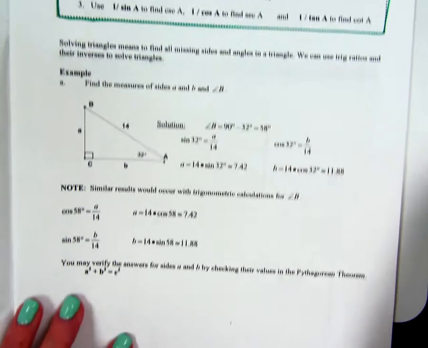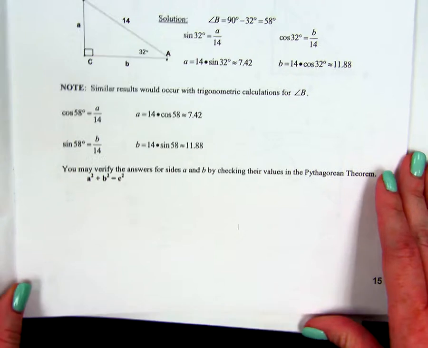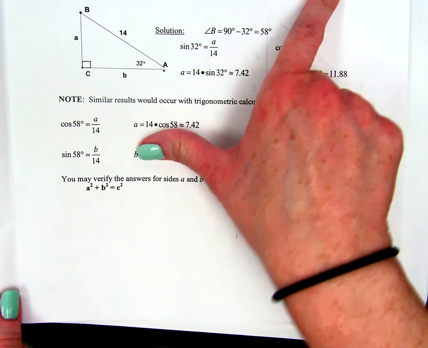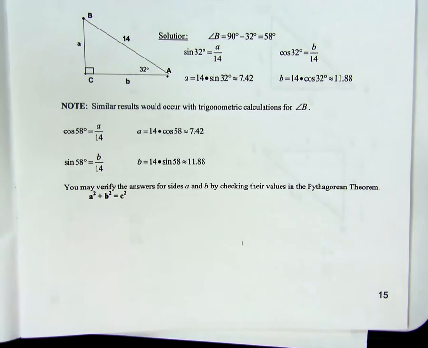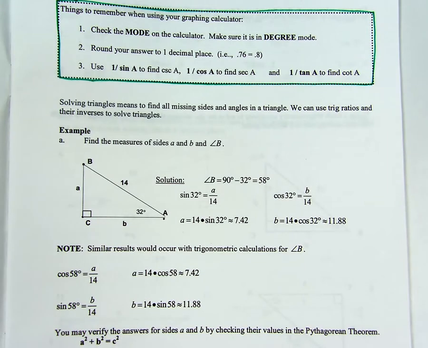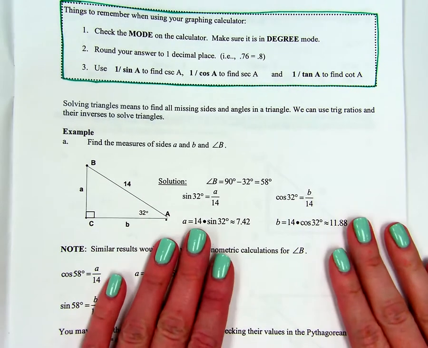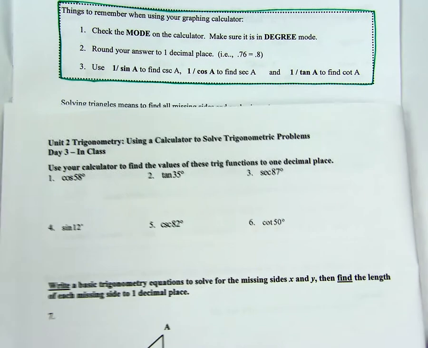So you have some sample problems right here. Solving triangles means to find all the missing sides and the angles in the triangle. So we're going to use the trig ratios and we're going to use our calculator. You will have this reference point to go back to. You have your notes up at the top here, but we're going to dive right into some sample problems. I'm going to keep this just as a reference point so we can flip back and forth in case we need to.